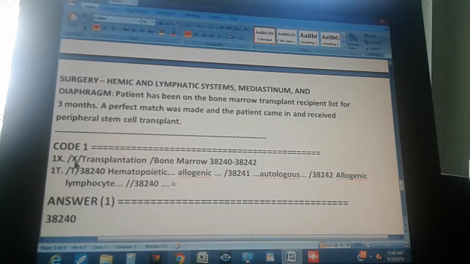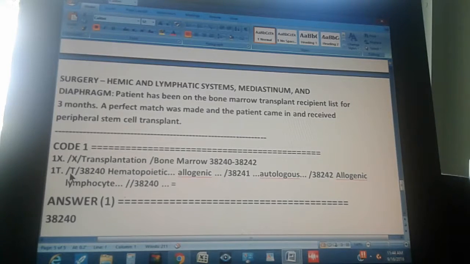First, you go to the index. Then you start with transplantation, and then bone marrow, and you're going to get 38240 through 38242. The hyphen means through, everything in between, right? So we're going to check all these codes.